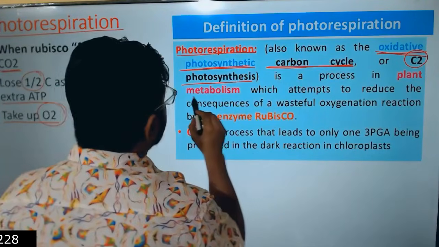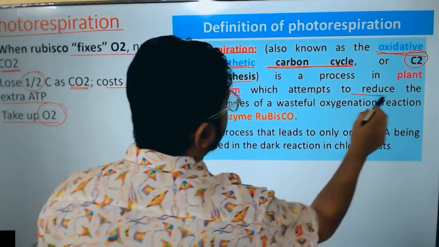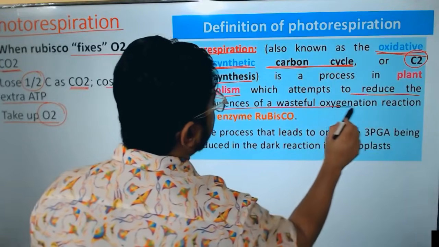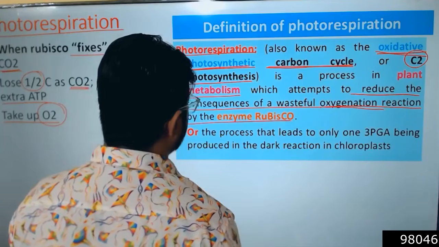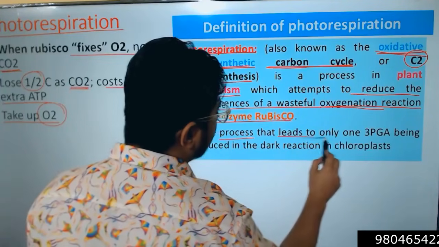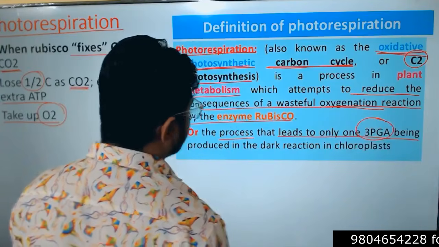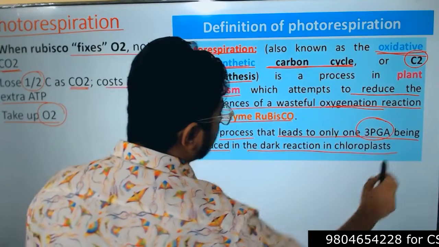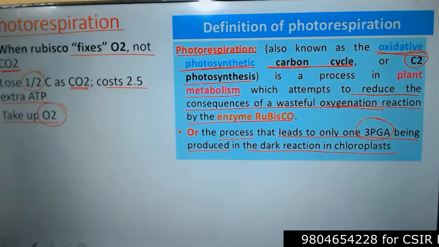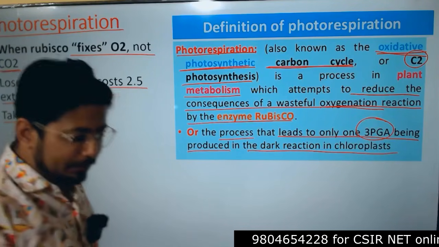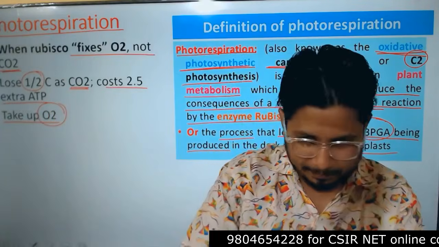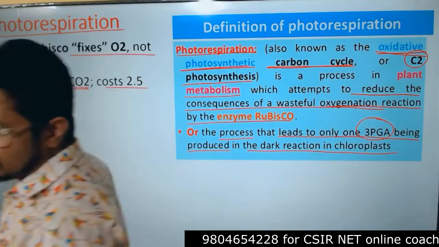And this process is a plant metabolism which attempts to reduce the consequence of the wasteful oxygenation reaction by the enzyme Rubisco, or the process that leads to only one 3-PGA being produced in the dark reaction of the chloroplast. Okay, that is photorespiration. Why is it called respiration? Because of the utilization of oxygen. That's why we are naming it respiration. But actually, it's not a respiration process.